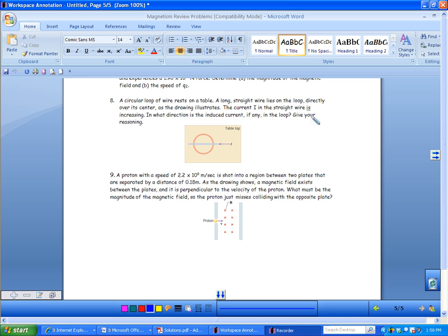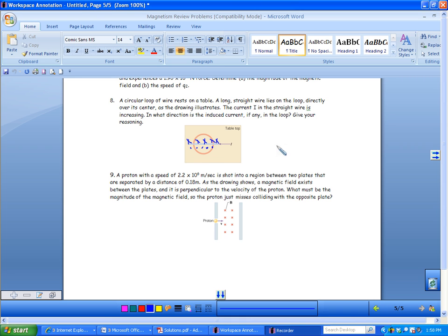The current in the straight wire is increasing to the left. The current's flowing to the left. In what direction is the induced current, if any, in the loop, and give your reasoning. So what I did was I put my hand with my thumb pointing here, and I curled my fingers so I had X's on this side and dots on this side.